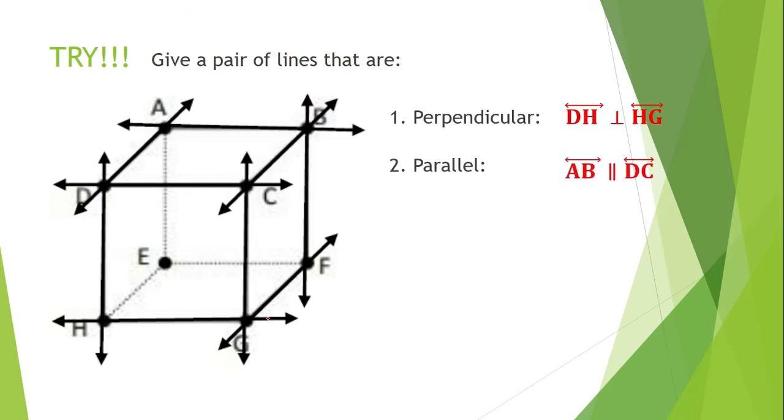We can have line AB and line BC. We can also have line BF and line CG. We can also have line DH and line CG.